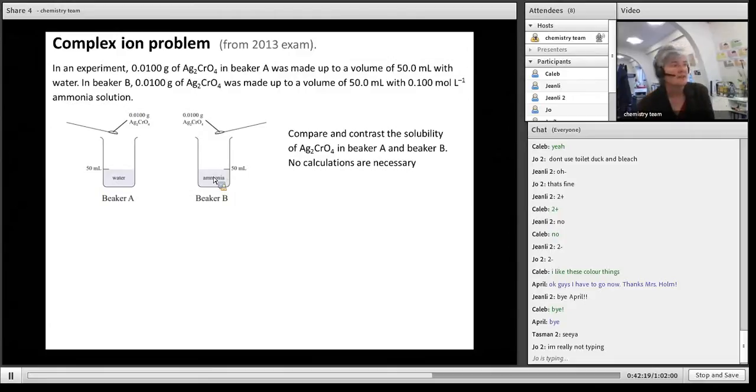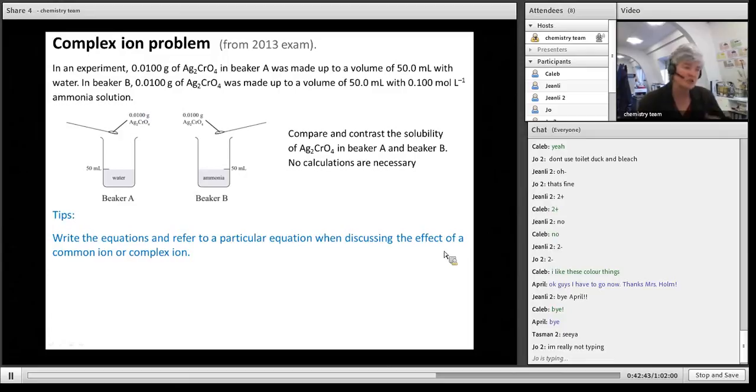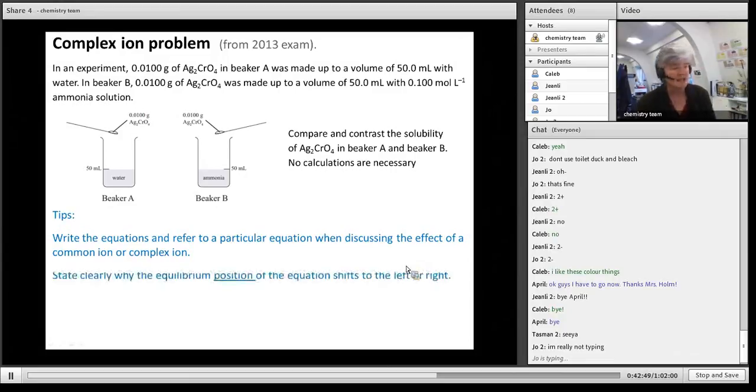So silver ions, here is a straightforward equilibrium between the silver chromate and its ions. Here, what will happen is that the silver ions can form the complex. So write your equations, and then you can say in this equation the equilibrium position shifts to the left or right, from Le Chatelier, and state which way the position shifts. I know some examiners get quite fussy. You can't just say the equilibrium shifts from left to right. They say no, it's the position of the equilibrium that shifts from left to right.